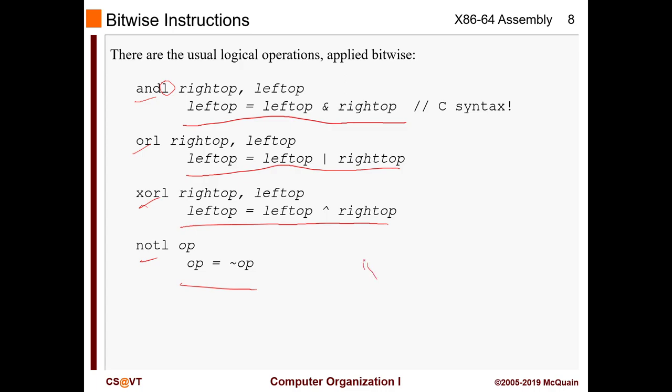If you understood the binary representation, and, okay, I am bad at spelling. So binary representation, or bitwise, you are pretty familiar with these operations, so there's not much to talk about here. This is basically the format, it's always going to be left equal to left and right. So yeah.